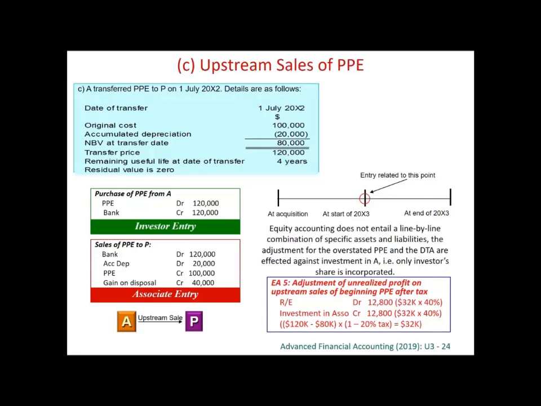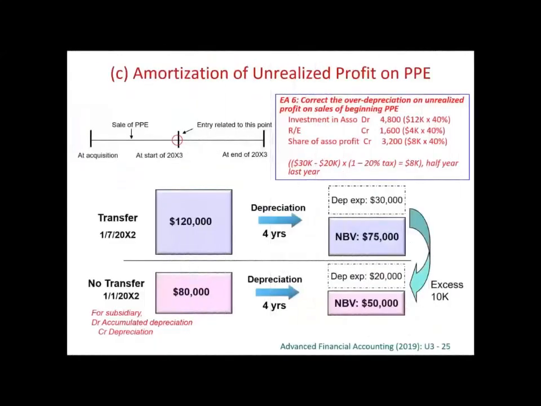Okay, so notice that this transfer of property, plant, and equipment occurred in the middle of last year. So therefore, there should have been a 1.5 years depreciation adjustments. So we sell it at a higher value. Higher value means we must have over depreciated. If we have over depreciated, we have to credit depreciations.